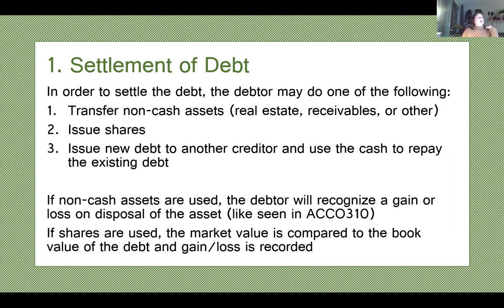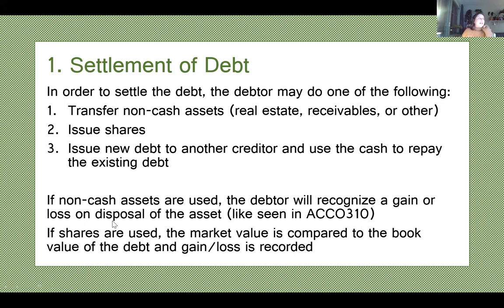It could be done by transferring a non-cash asset, so a building can be exchanged for accounts receivable or other. They can issue shares. They can issue a new debt to another creditor. So they go to one bank, they issue a debt, and then they use the cash from that debt to repay their existing debt.